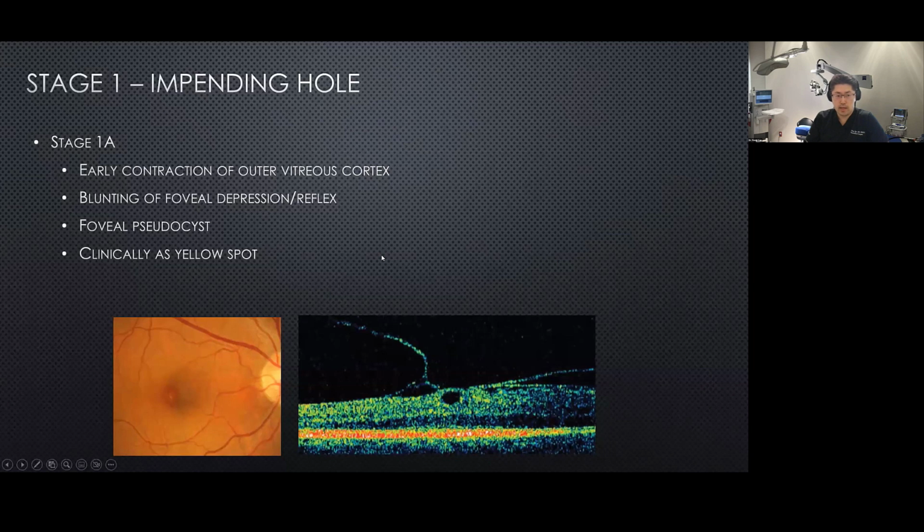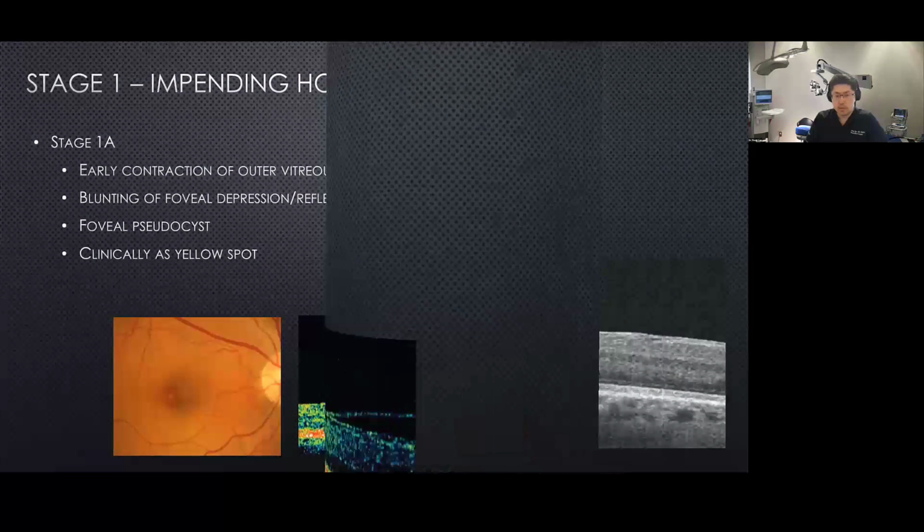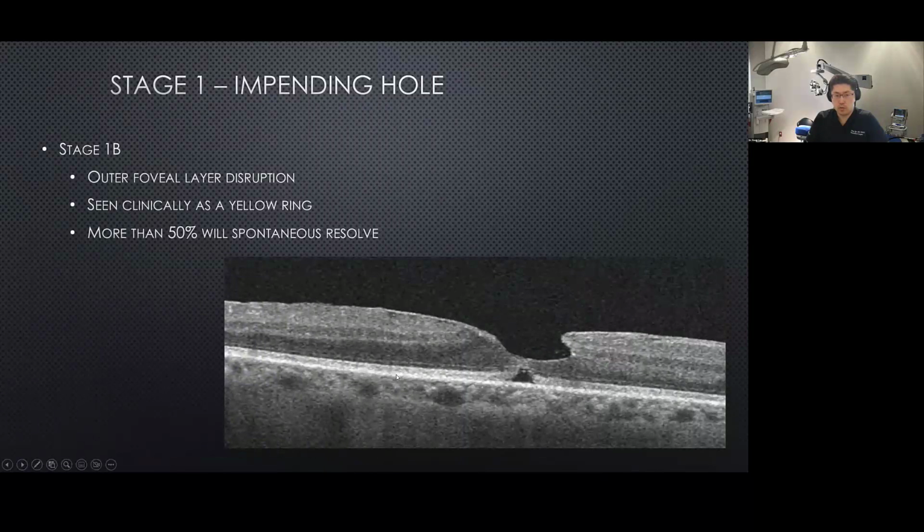So stage 1A is the contraction of the inner retina, leading to foveal pseudocyst. And clinically, you see this little dot. And stage 1B is the disruption of the outer retina, as we see on this OCT image. And both stage 1A and 1B spontaneously resolve in 50%. So no surgery is indicated, and observation is warranted.